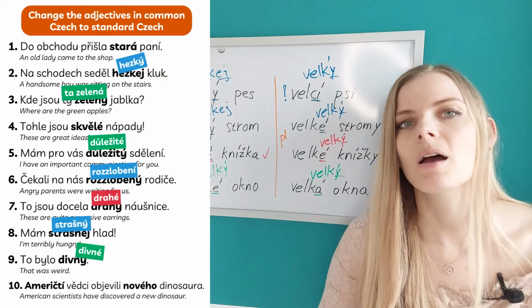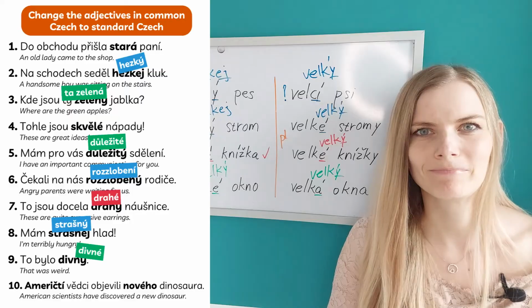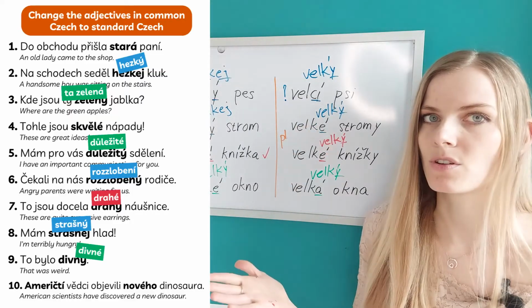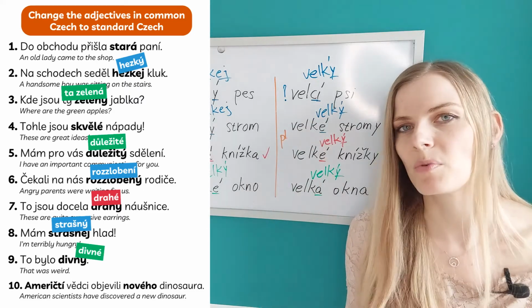And the last one. Američtí vědci objevili nového dinosaura. Američtí. Standard Czech. And you can also know it's more complicated. It's standard Czech. The proper Czech.